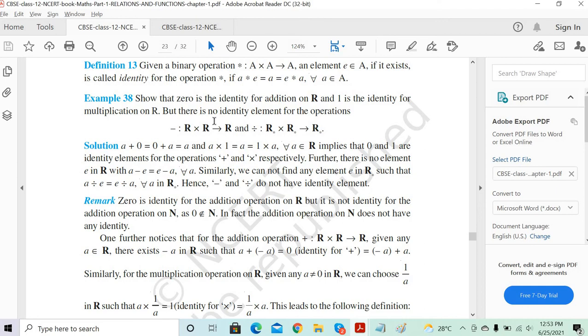In the multiplication case, you have 1 as the identity. Why? Because a number multiplied by 1 gives the same number only. So 2 into 1 is the same as 1 into 2, or minus 2 into 1 is the same as 1 into minus 2. So 1 becomes the identity element.